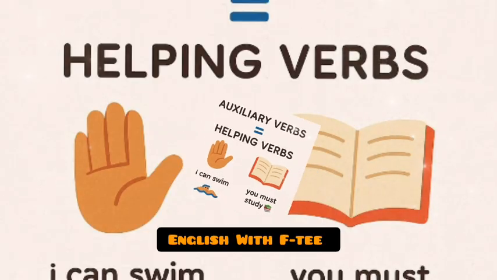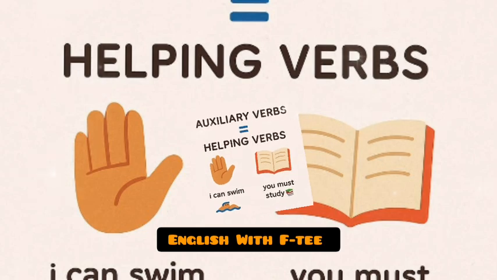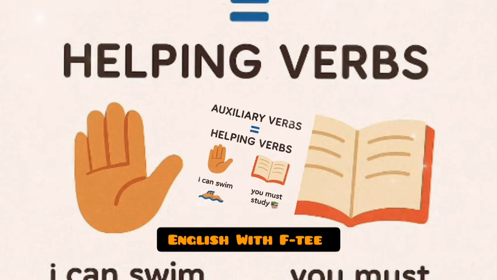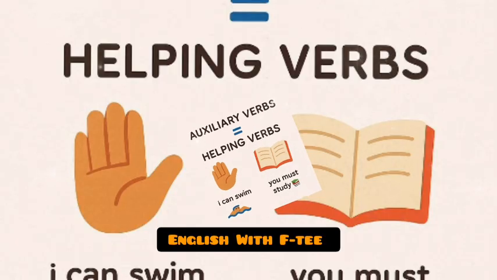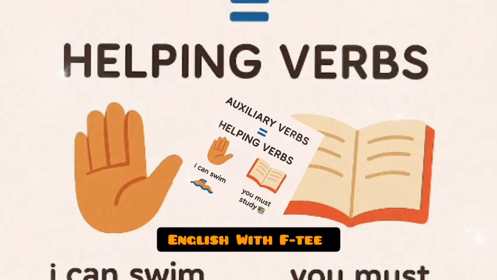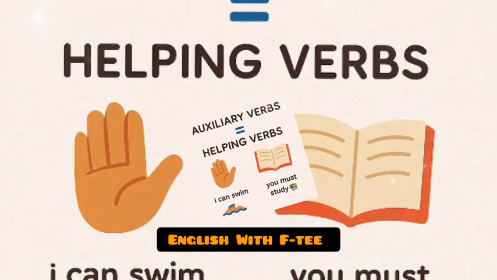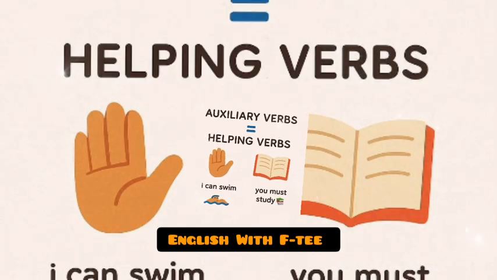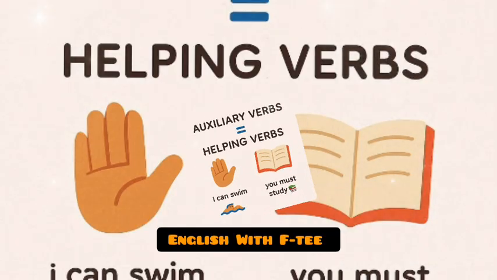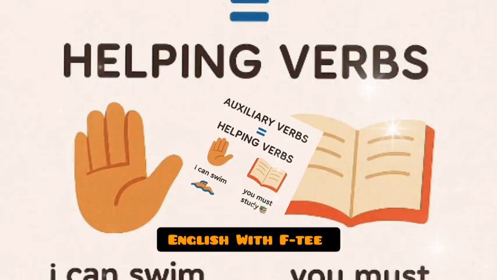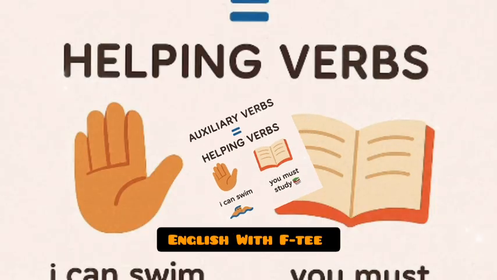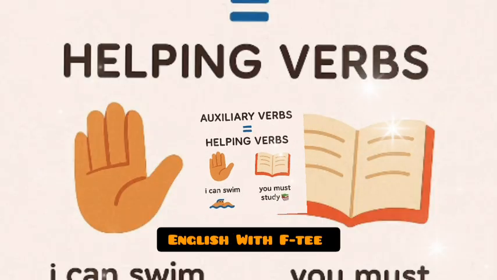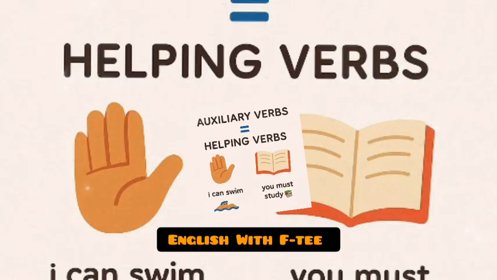At number 4, we have might. We use might for less possibility. For example, I might buy a Ferrari. That is less possibility. At number 5, should. We use should for suggestion, advice. For example, you should wash hands before meal. That is suggestion. He is ill. He should meet the doctor.